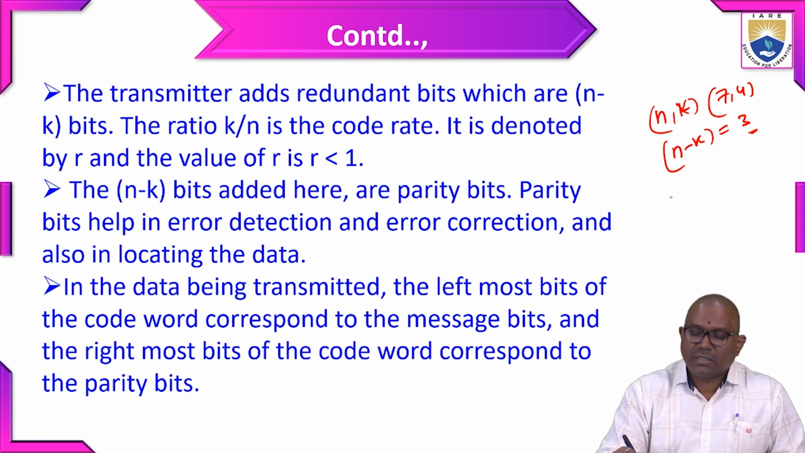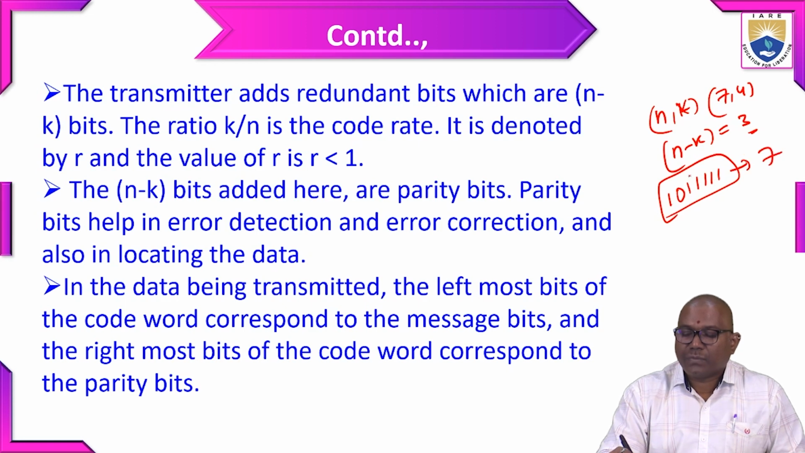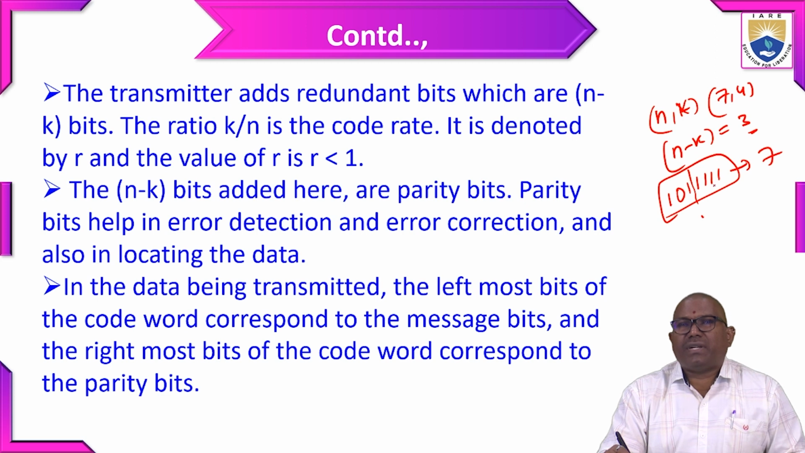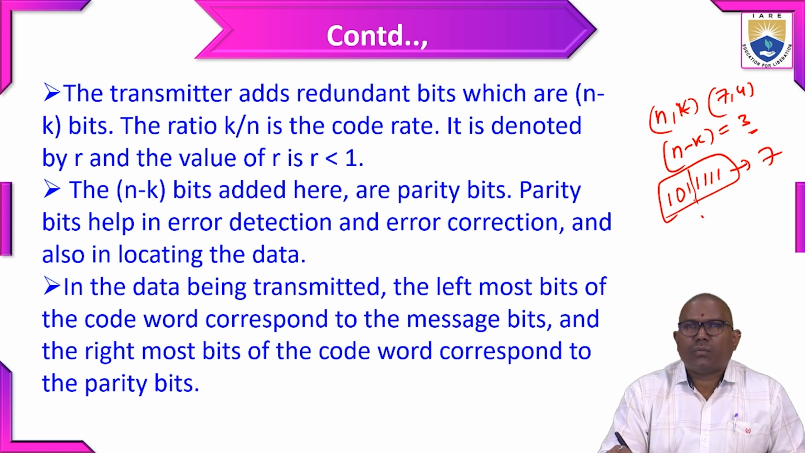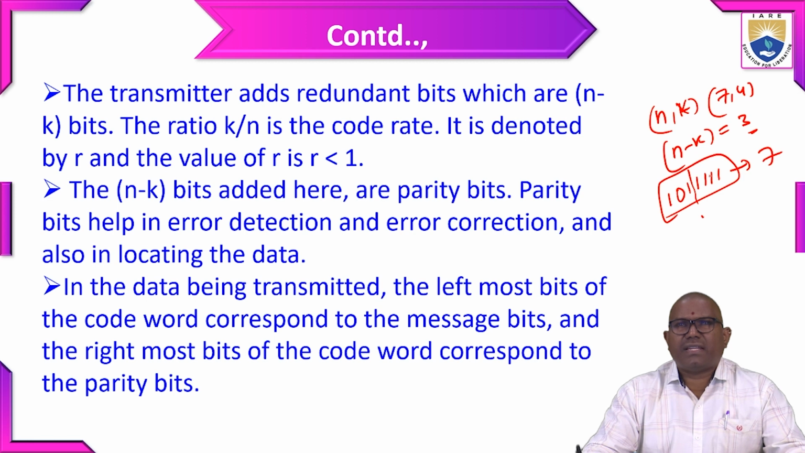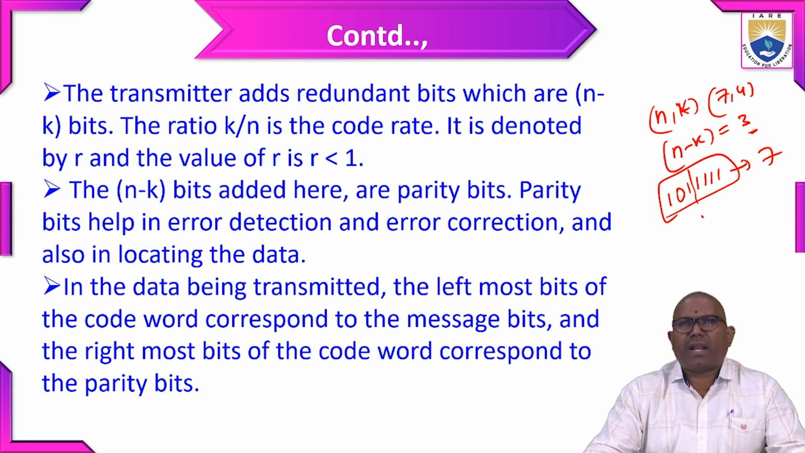So here, for example, 1, 0, 1 is my parity, and 1, 1, 1, 1 is the message. So how many bits here? 7: 4 message bits and 3 parity bits. The ratio of k by n is the code rate, denoted by r. So the n minus k bits added here are parity bits.